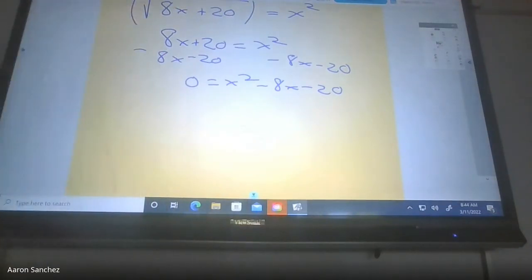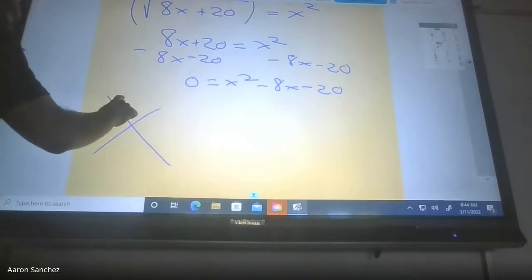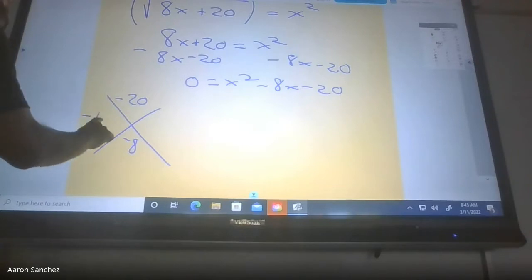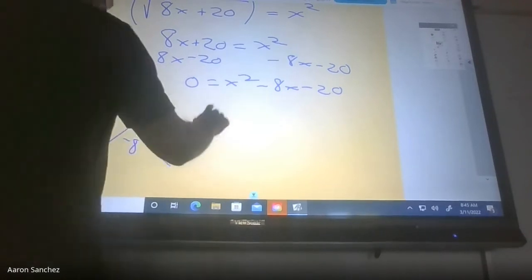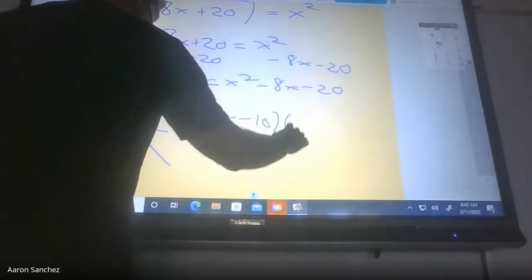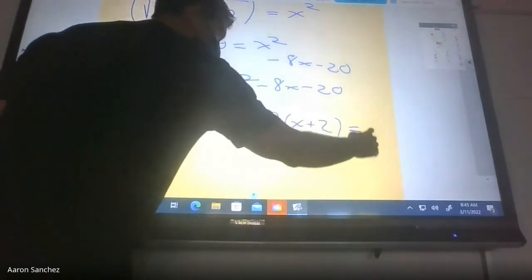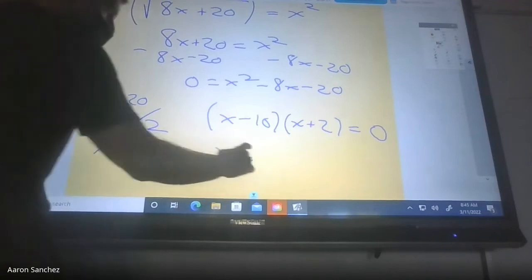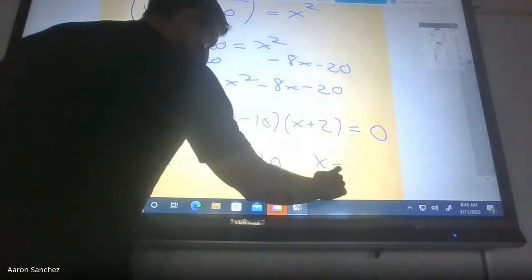You guys with me there? And now I can do the diamond, right? So negative 20 and negative 8. Is that factorable? Mm-hmm. What times what equals negative 20 and adds to negative 8? Negative 10 and 2. So I have x minus 10 times x plus 2. Now, we didn't talk about this last time, but first of all, we know what x is going to equal. x is either going to equal 10 or x is going to equal negative 2.